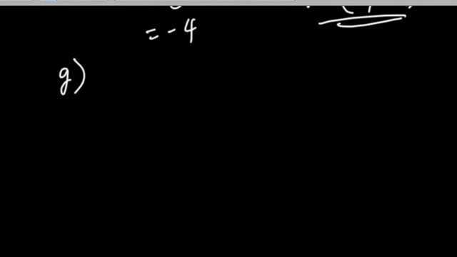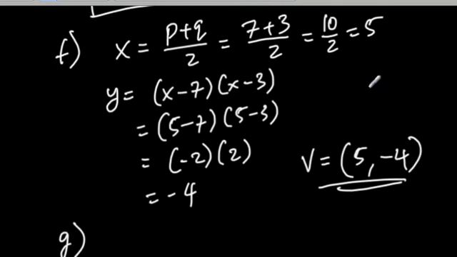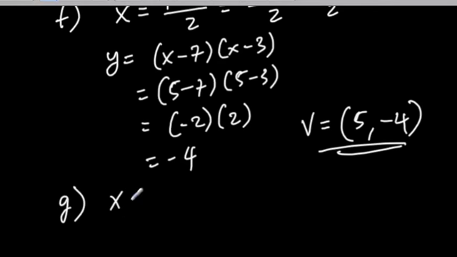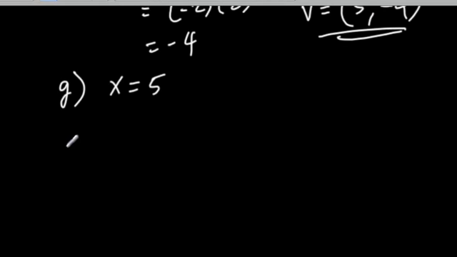G says find the axis of symmetry. Now the axis of symmetry is basically the x-coordinate of the vertex. Now it says the equation of the axis of symmetry, so it's going to be a vertical line, so we have to say x equals 5. The equation of the axis of symmetry is always going to be the x-coordinate of the vertex, but make sure you write x equals 5. Don't just write 5, because we want the equation.